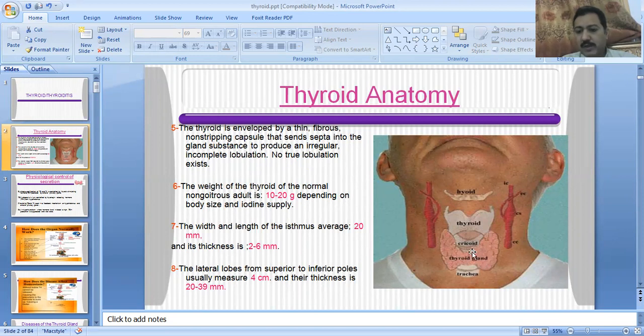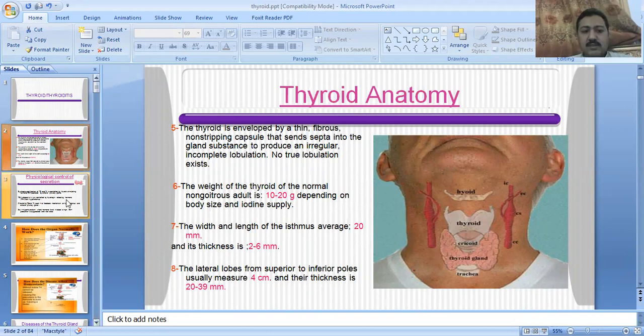One is this lobe, and the other one is this lobe. Both lobes are interconnected by the isthmus, and beneath is the trachea. So this is the normal anatomy of the thyroid gland. Its normal weight is 10 to 20 grams, and its thickness is 2 to 6 millimeters. And its whole measurement is 4 centimeters.